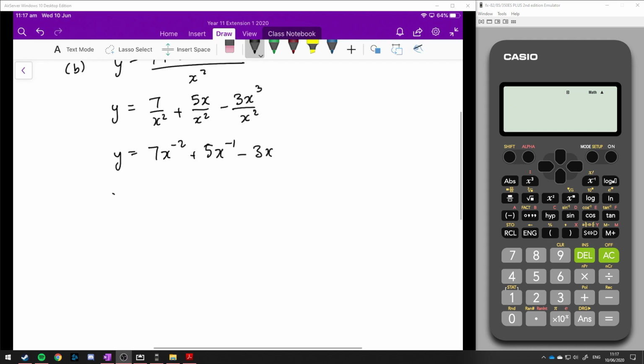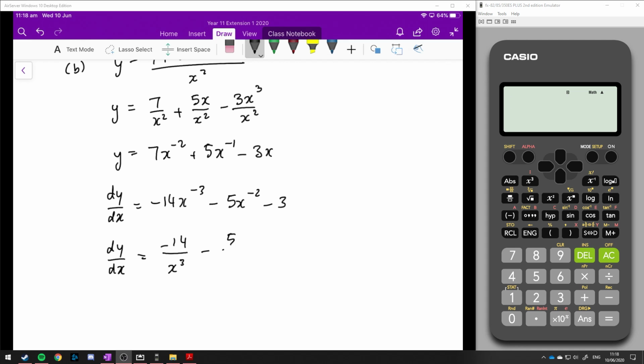Okay, so dy/dx then is just equal to the sum of the derivatives of each of these. So we're going to get minus 14x to the negative 3 minus 5x to the negative 2 minus 3. So dy/dx is equal to minus 14 over x cubed minus 5 over x squared minus 3. And that's the derivative there.